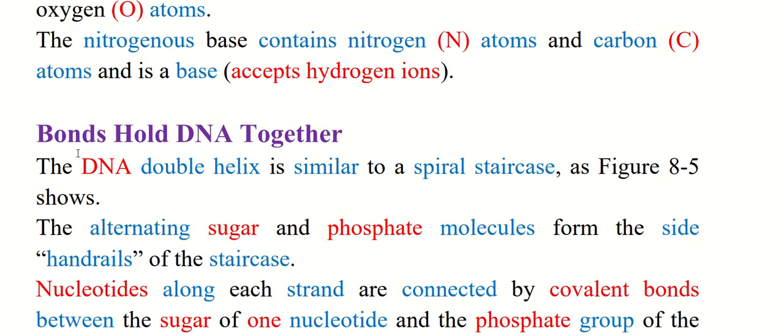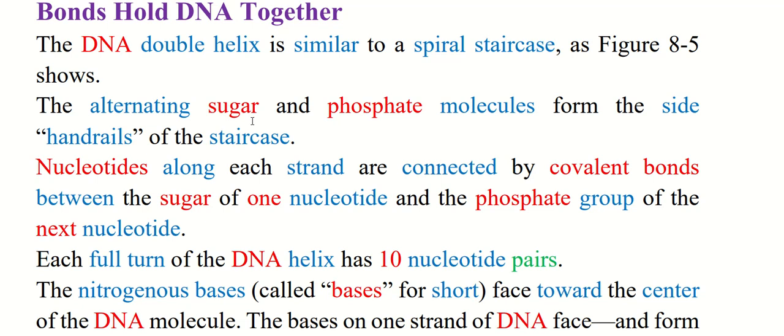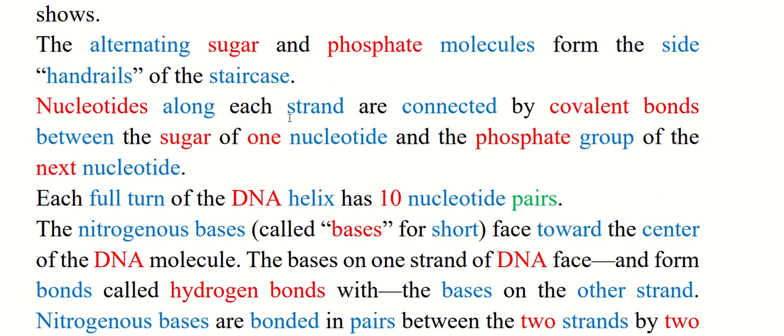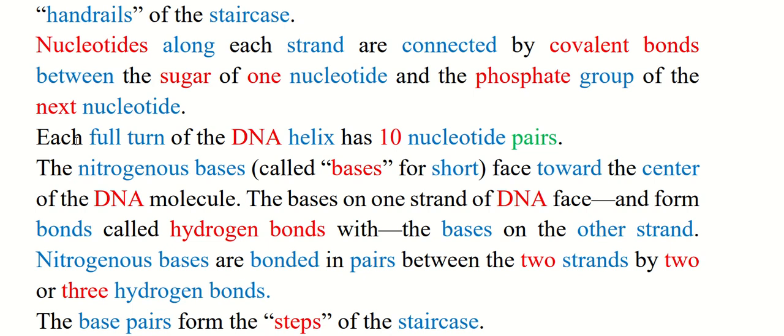Bonds: what are the bonds that hold DNA together? The DNA double helix is similar to a spiral staircase. The alternating sugar and phosphate molecules form the side handrails of the staircase. Nucleotides along each strand are connected by covalent bonds between the sugar of one nucleotide and the phosphate group of the next nucleotide. Each full turn of the DNA helix has 10 nucleotide pairs.